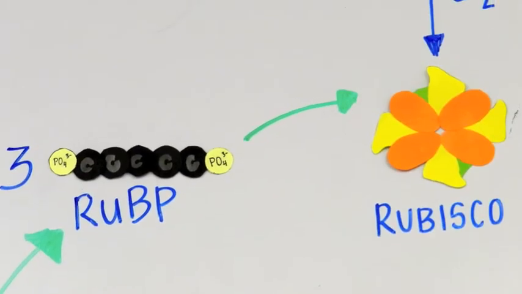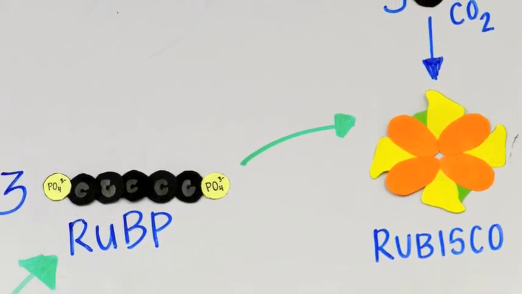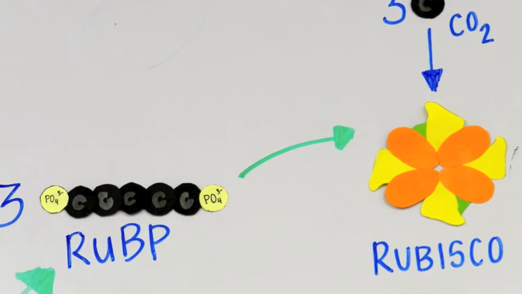And here the cycle begins again. RuBP comes into contact with the enzyme rubisco, which attaches it to 3 more carbon dioxides which enter the cycle.